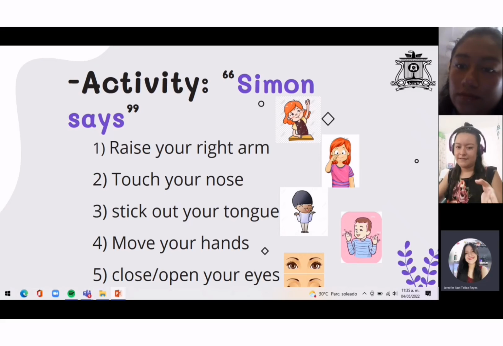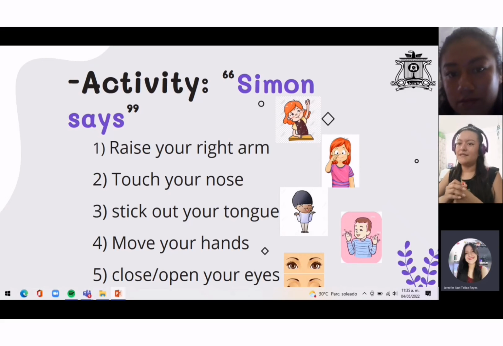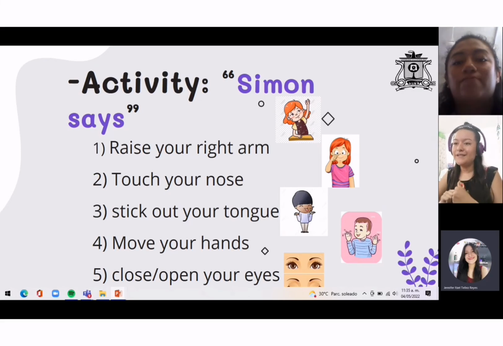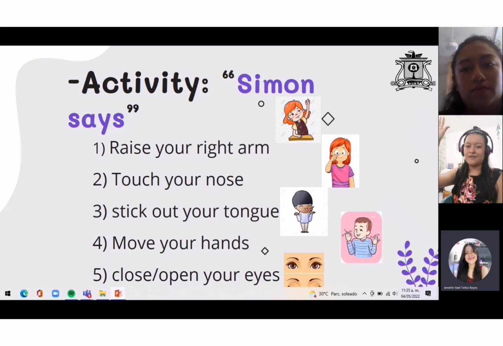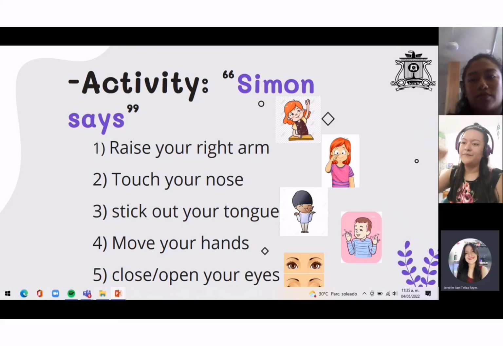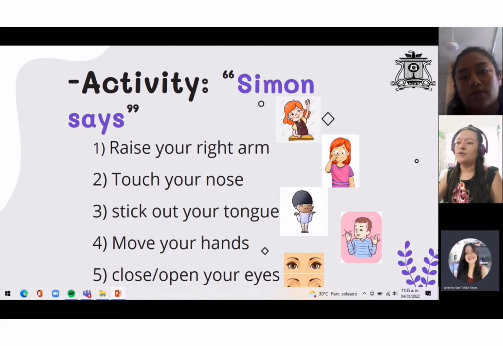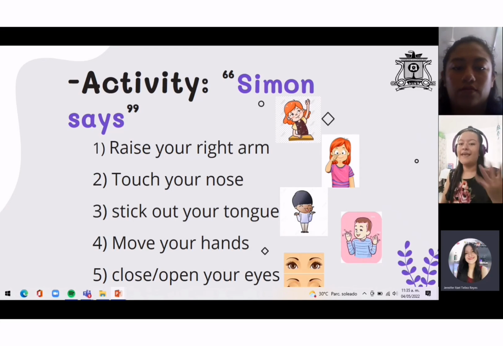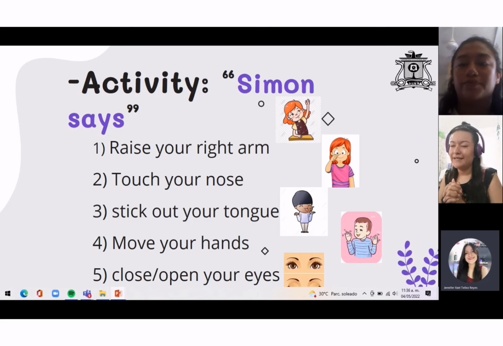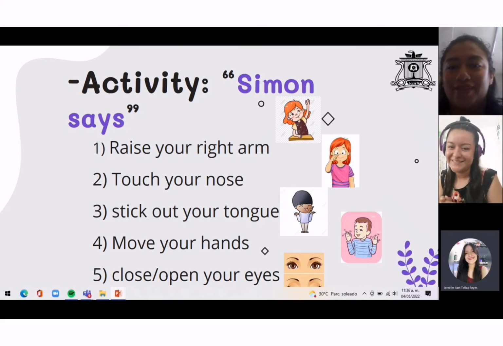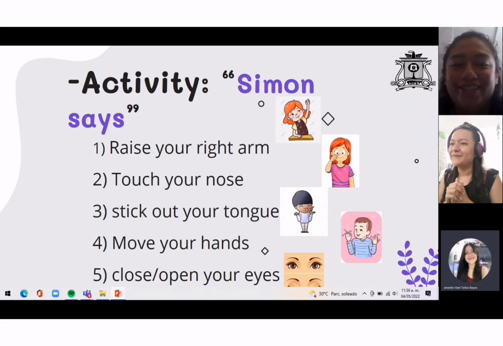I'm going to give you a sentence and you have to do the action. So for example, raise your right arm and you will raise your arm. Now touch your nose, stick out your tongue, move your hands, close and open your eyes. Did you understand the instructions? Yes, I understand. Well, let's play the game.